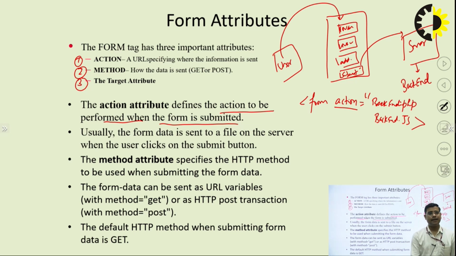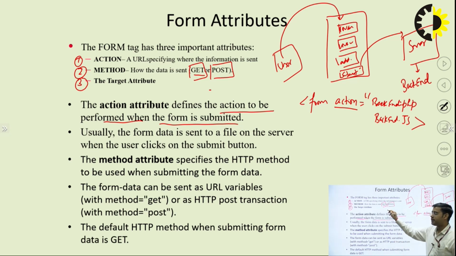Then the next attribute regarding the form is the method attribute. The method attribute specifies the HTTP method to be used when submitting the form data. That means through the method attribute, how the data is sent. There are two kinds of method. The first one is the get method and the second one is the post method. How can we recognize which method is useful regarding submission of the form? How is the data sent? Using the get or post method.